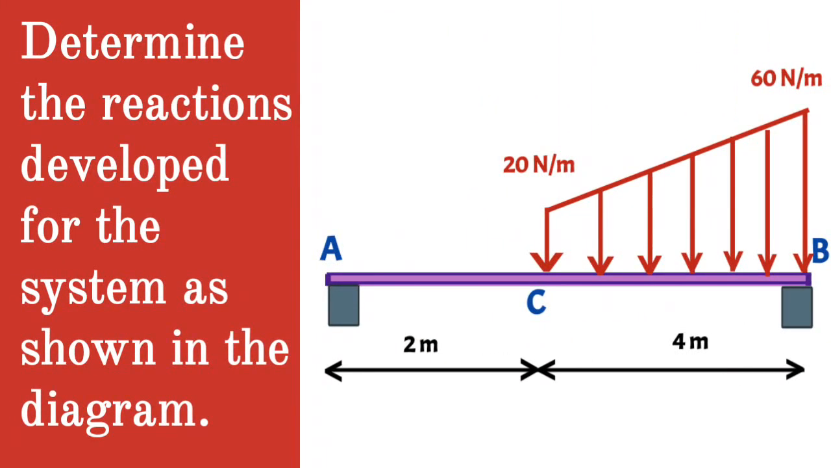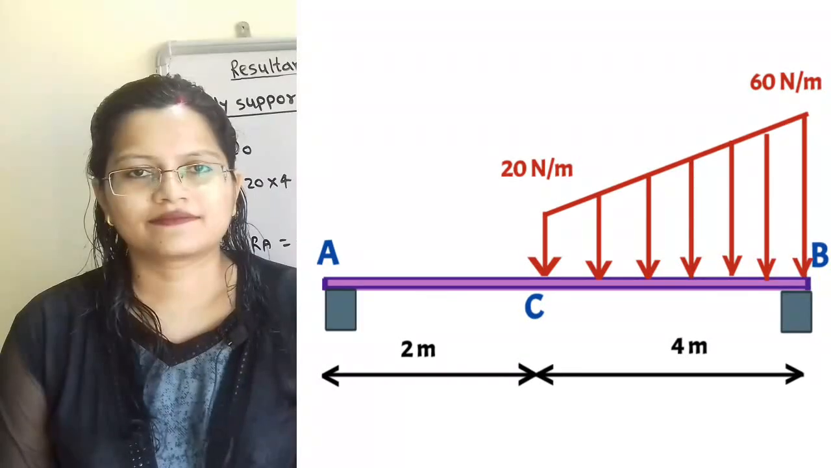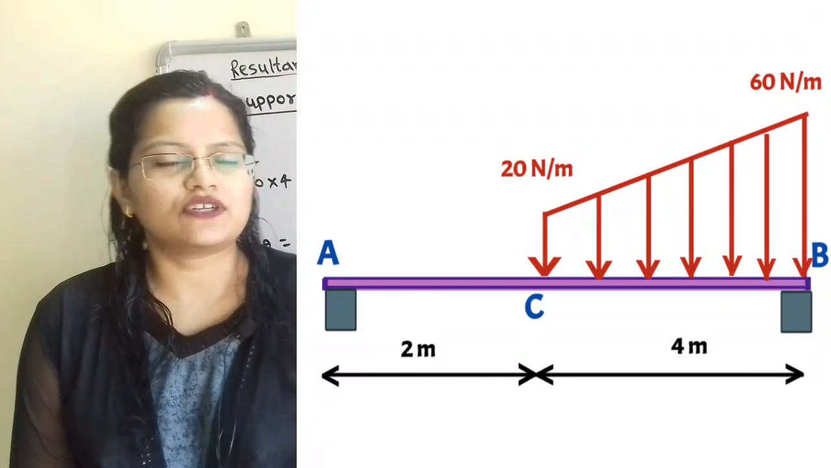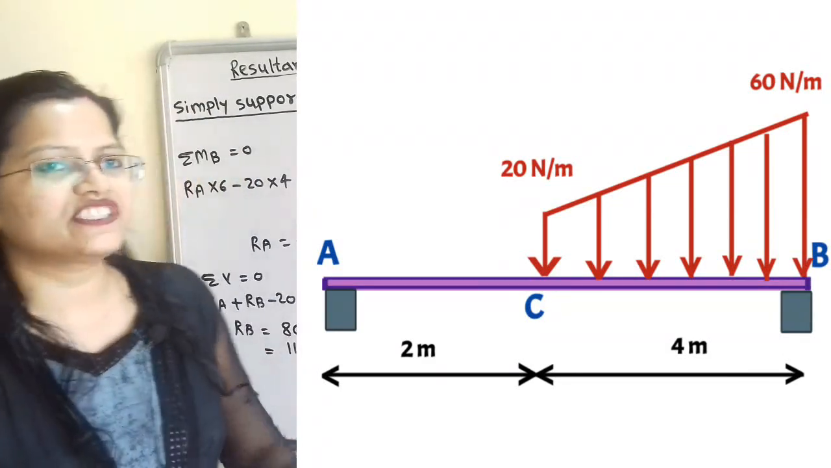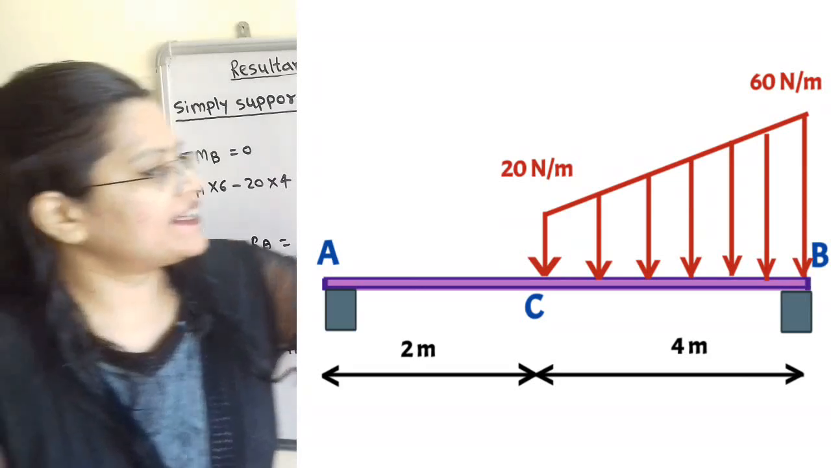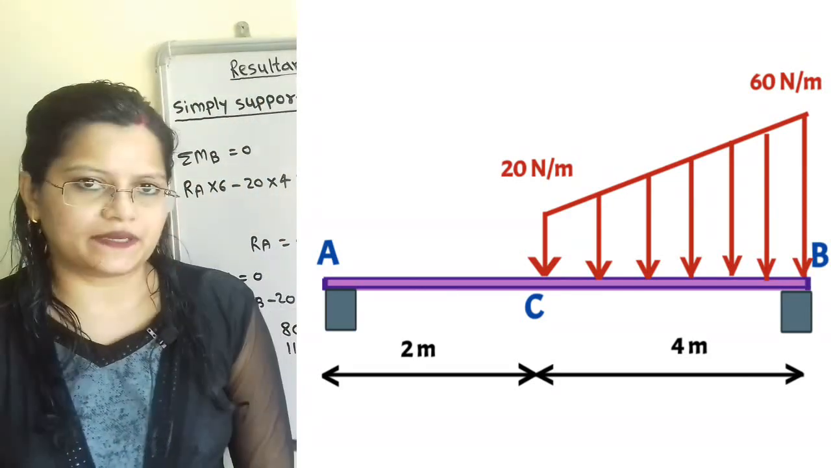Given question, determine the reactions developed for the system as shown in the diagram. This is the question of a simply supported beam, and we have to find out the reactions developed at this point A as well as at this point B.